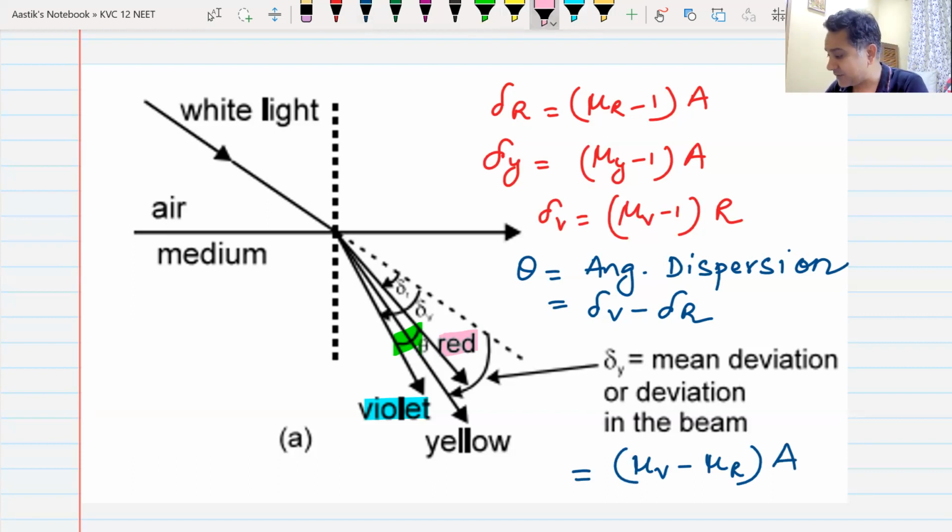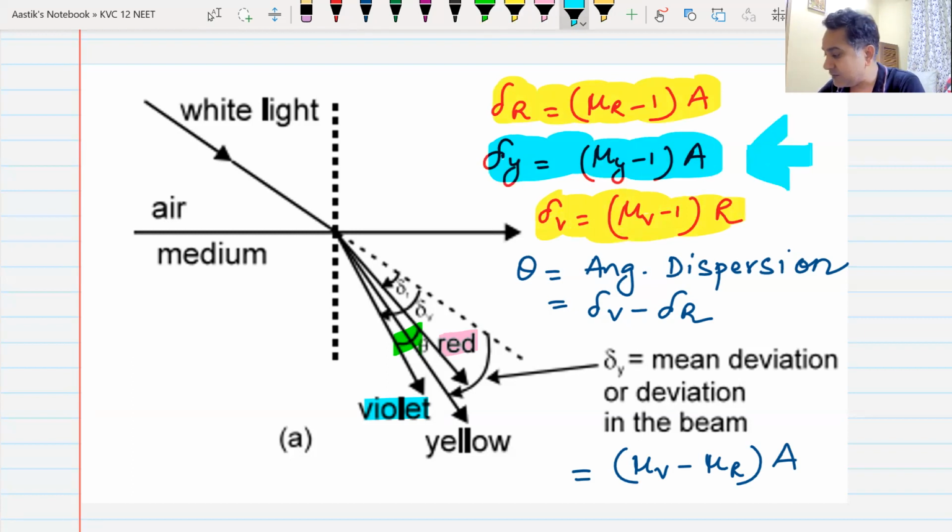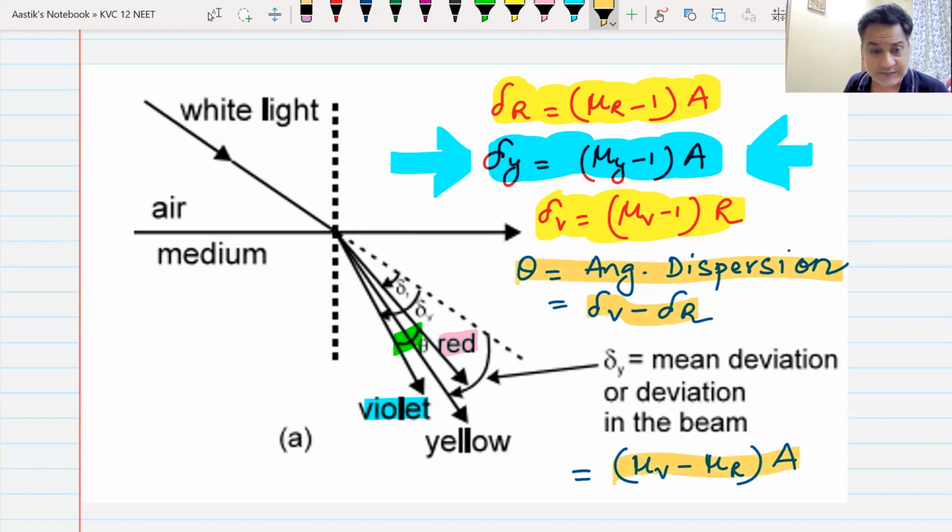So what you got to remember in this chapter is the value of delta R, and the value of deviation of violet. That is very clear. The one in between is known as mean deviation. The deviation of the yellow light is known as the mean deviation, whereas the angle between violet and red, this theta, is known as angular dispersion. If you can remember these things, this is all that you need to remember about dispersion and deviation.